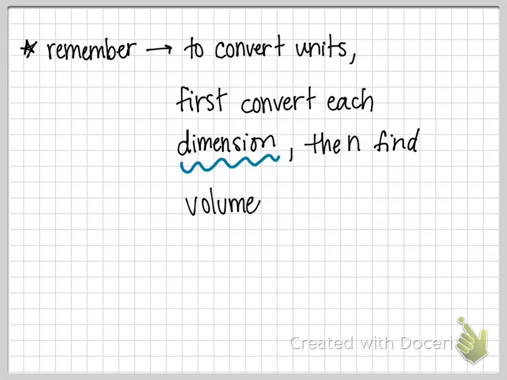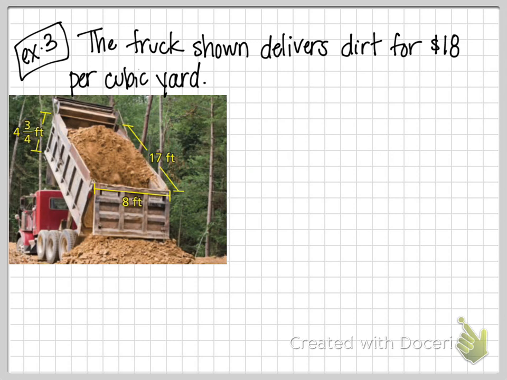Okay, to convert units, first convert each dimension. So convert the length, the width, and the height, and then multiply last. Let's do an example. Here we go. We got a truck shown. The truck there delivers dirt for $18. That's cheap. Notice the issue here. Per cubic yard, but these dimensions are in feet. So that's going to cause us a little bit of work.